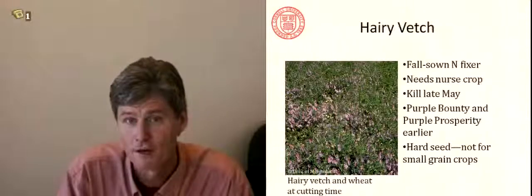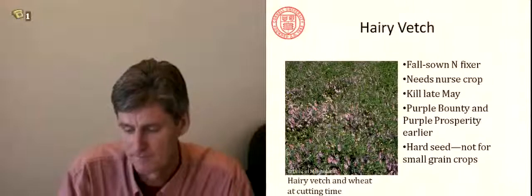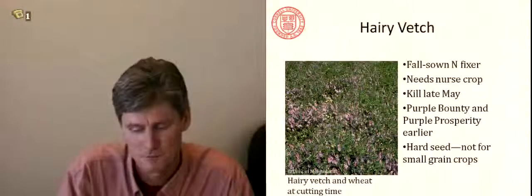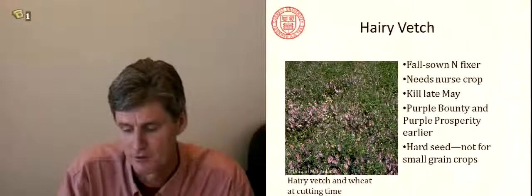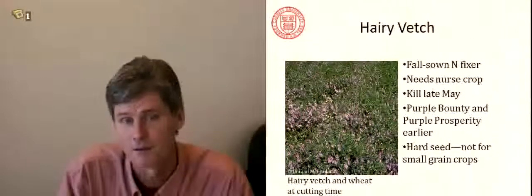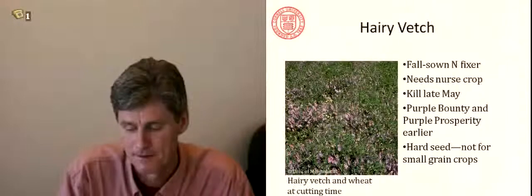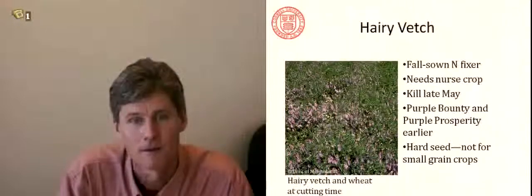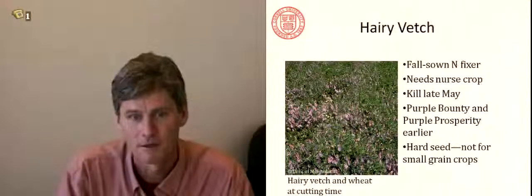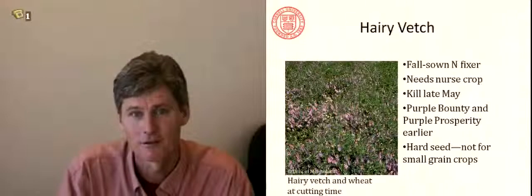There's 2 new varieties out that came out of a USDA-led breeding program. Cornell was involved with these. They're called Purple Bounty and Purple Prosperity. They give you a week or 10 days earlier bloom so you can kill them. Then that's very helpful. If you raise small grain crops, hairy vetch has hard seed.